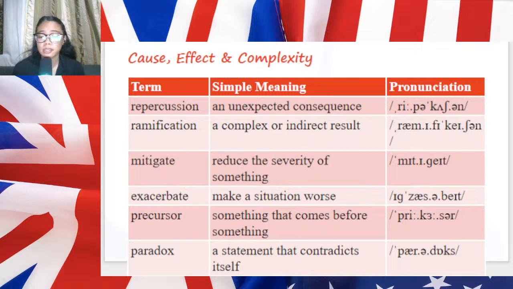Again, exacerbate. Next to that is precursor, something that comes before something. So a precursor is something that comes before another thing and often indicates or influences its development. It's like a sign or a preliminary event that sets the stage for what follows. It's not necessarily a direct cause, but rather an earlier condition or event. That's precursor.